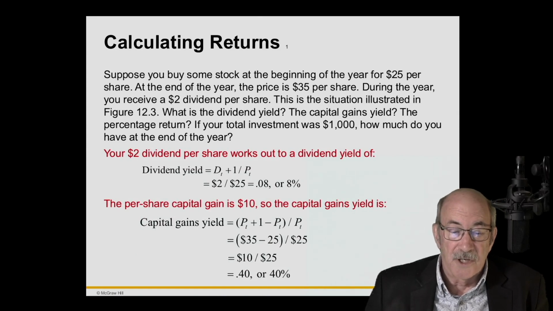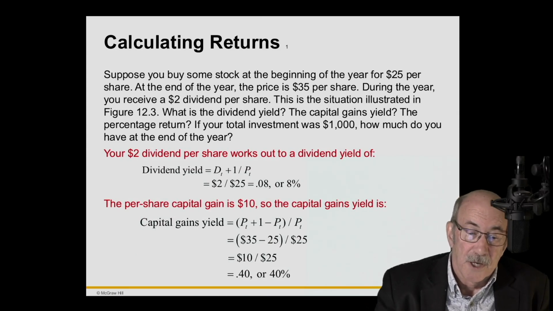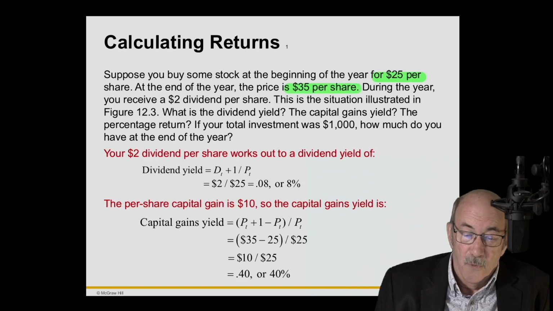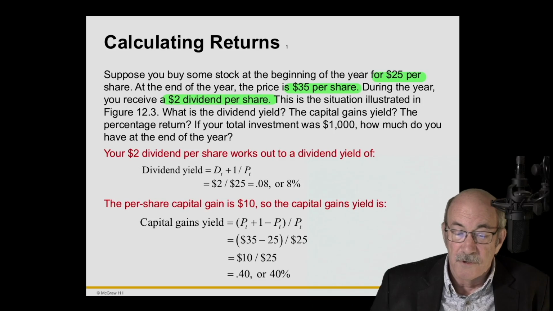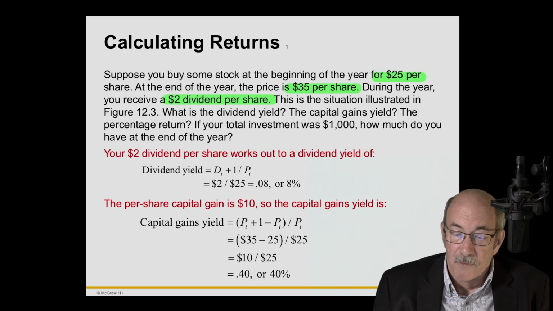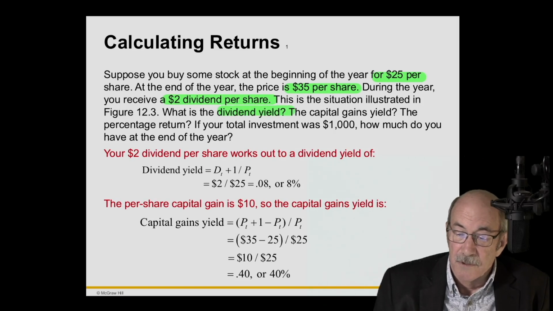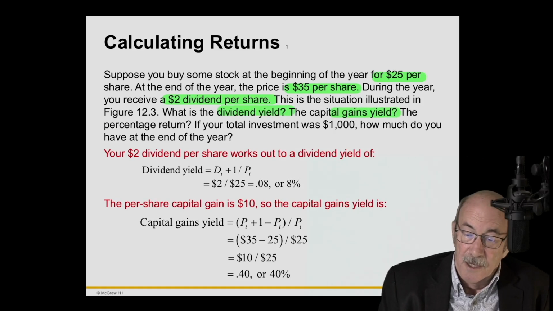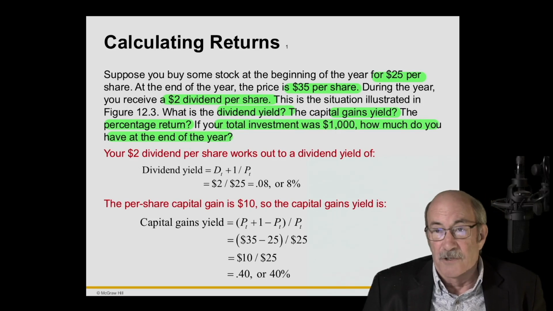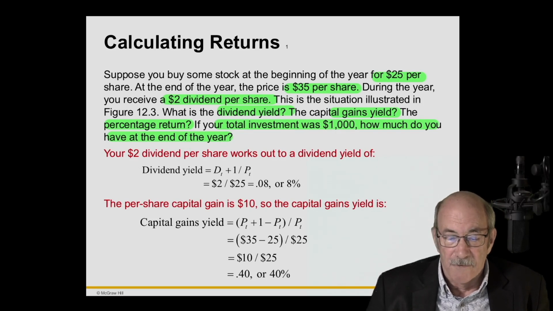Here's another example. In this particular case, we're buying a stock for $25 per share, and at the end of the year selling it for $35 per share. We're also assuming that we receive $2 per share in dividends. And here we are going to look at the dividend yield, the capital gains yield, the percent return, and, if our total investment is $1,000, how much we had at the end of the year.